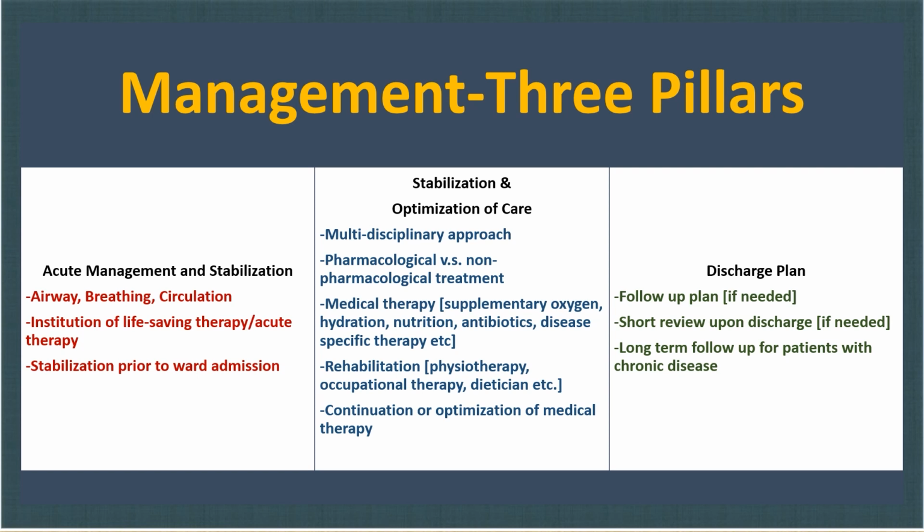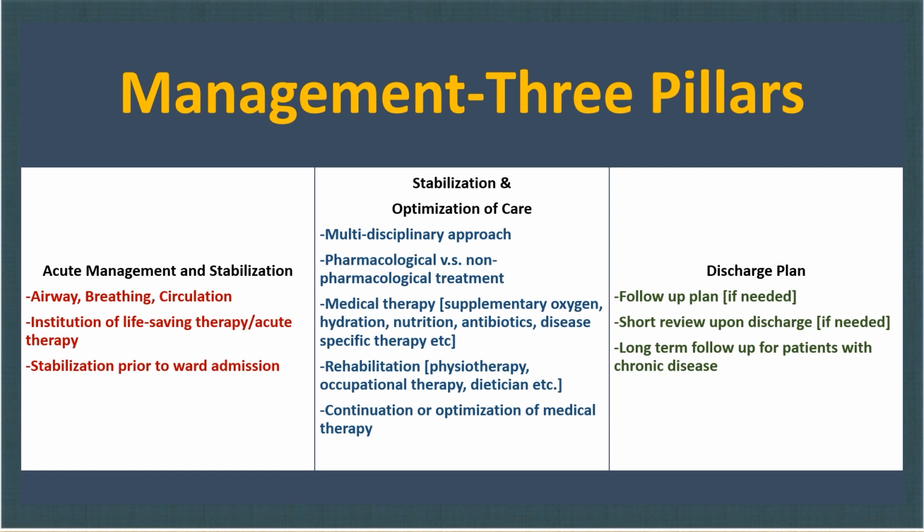Nonetheless, I will try to give you an overview of how to manage acutely ill patients, because in practice these are the patients that warrant most of our attention. This is one of the templates that I find quite useful, especially for acutely ill patients. We always start off with acute management and stabilization. We start with the primary survey: you check the airway, breathing, circulation, then you institute life-saving or acute therapies. You stabilize them before admitting them to the ward.